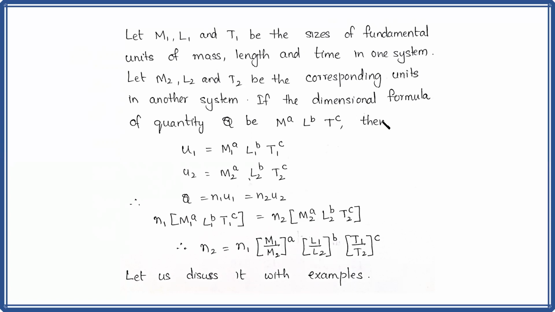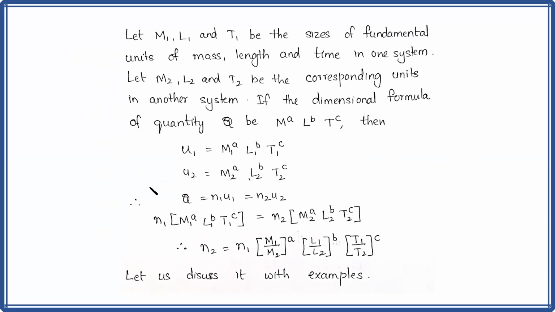Then, if the dimensional formula of the quantity, whatever quantity we are taking, let it be Q, is M to the power of a, L to the power of b, and T to the power of c. Therefore, U1 is equal to M1 to the power of a, L1 to the power of b, T1 to the power of c. That is the first system. Second system, U2 is equal to M2 to the power of a, L2 to the power of b, and T2 to the power of c.